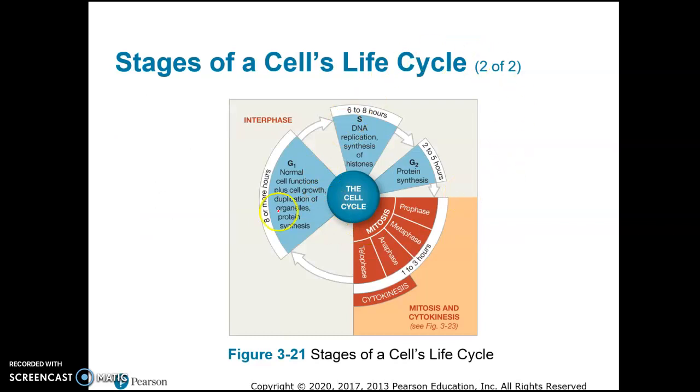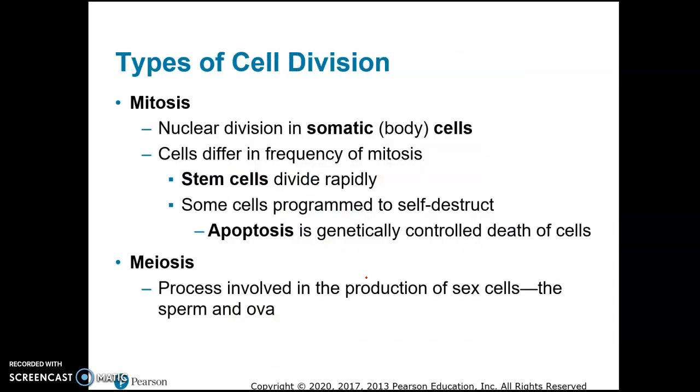These are the stages of a cell's life cycle. All the stages in blue are part of interphase, which is when the cell is not actively dividing. And then all the stages in red are cell division. So that would involve mitosis and cytokinesis. And you definitely need to know the stages of mitosis: prophase, metaphase, anaphase, telophase, and be able to describe them. Mitosis is the nuclear division of body cells or somatic cells.